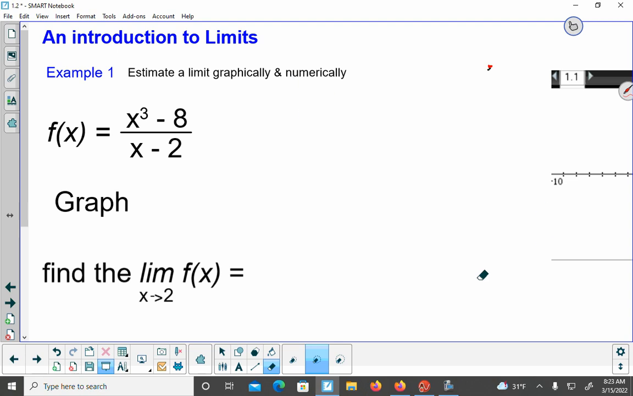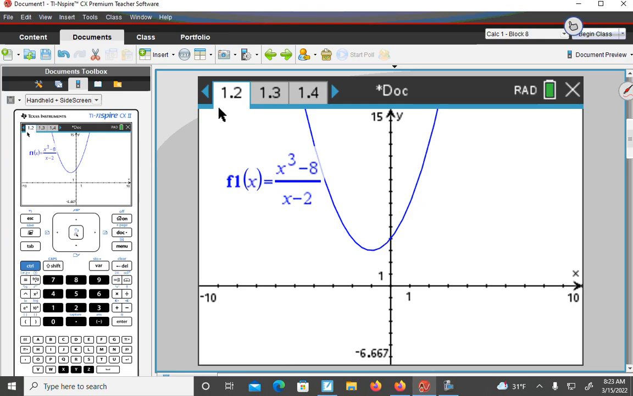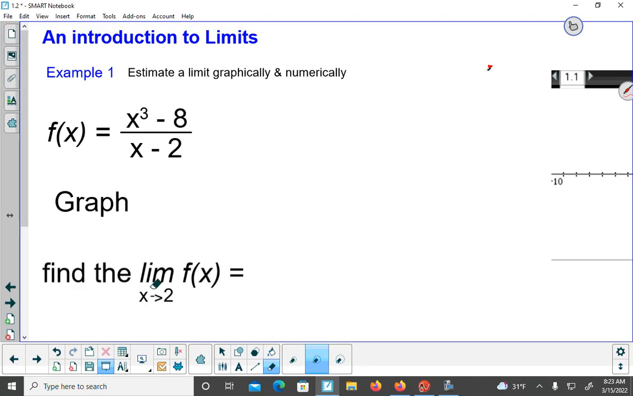So graphically, what they want you to do is graph it, obviously. And so here is the graph of (x cubed minus 8) over (x minus 2). If I look at it, it looks like a parabola. Going back to the note sheet, it wants me to find the limit as x approaches 2.